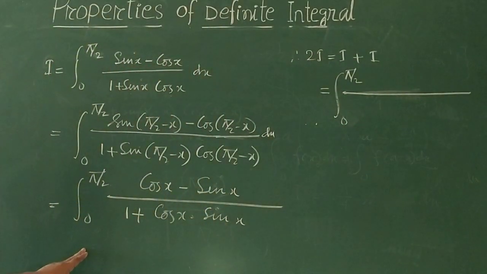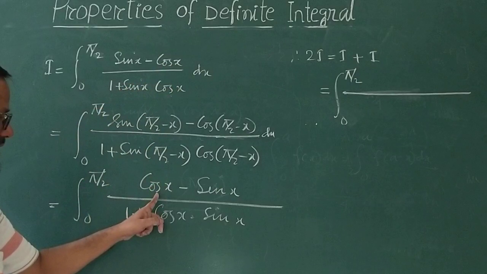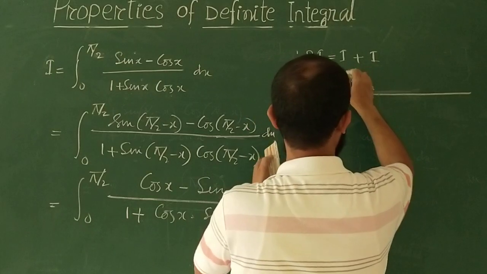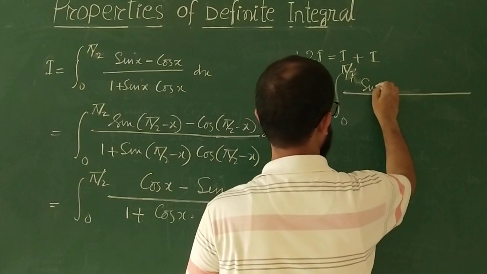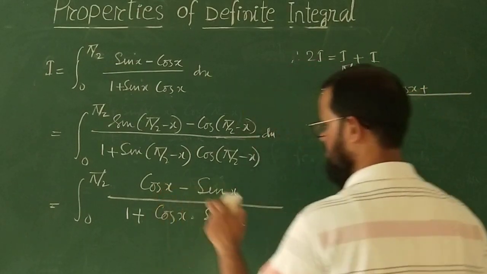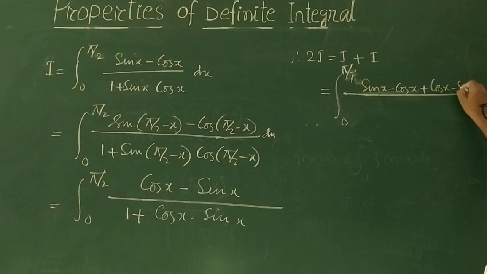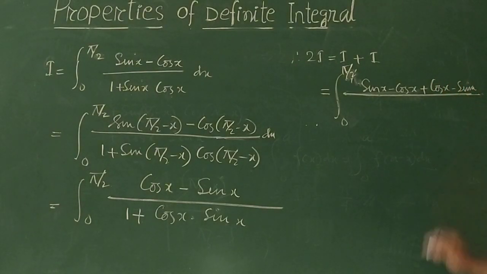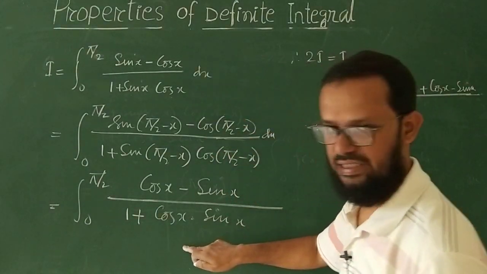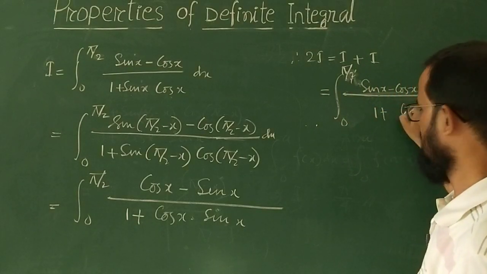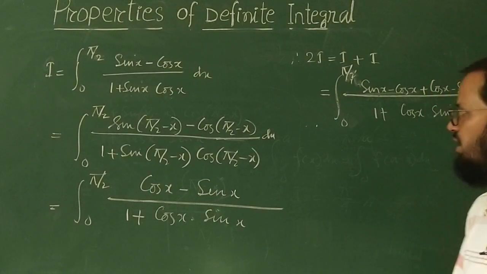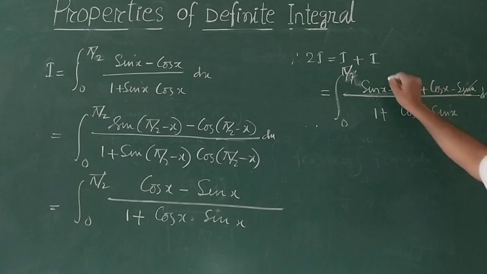Now in the numerator, in the first integral sin x minus cos x, in the second integral cos x minus sin x. So you write sin x minus cos x plus cos x minus sin x. नीचे क्या हो रहा है? डिनोमिनेटर दोनों का सेम है. Taking the LCM, it will be 1 plus cos x into sin x, into dx. Clear?